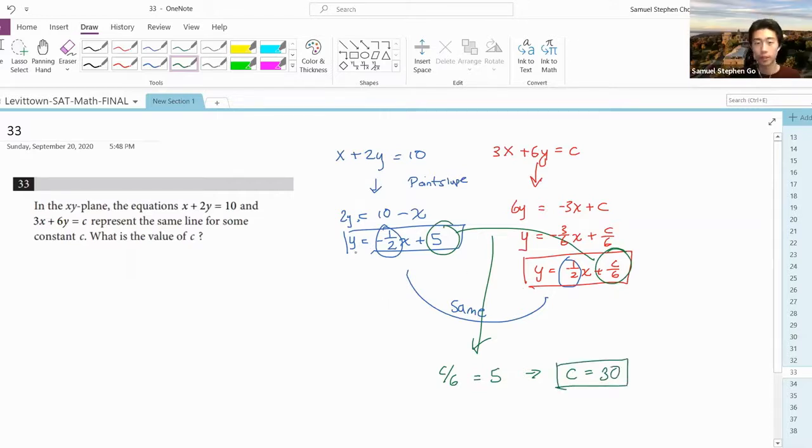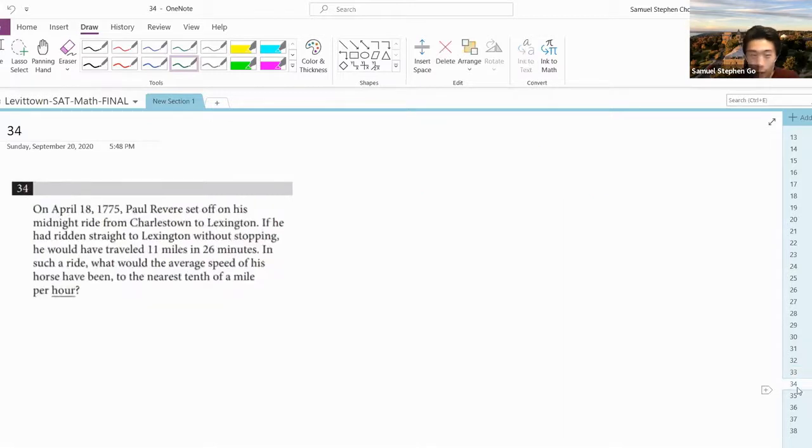Again, Josh is doing this because they said it's the same line. So to have the same line, they have to be identical, right? Same mx plus b, basically y equals mx plus b. 34. All right, pretty easy question here.